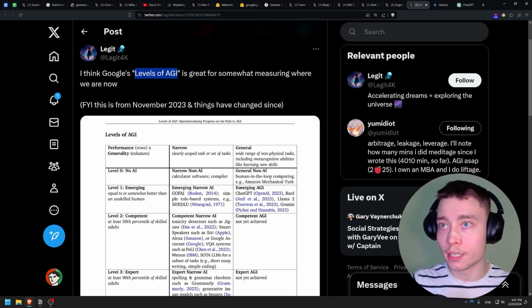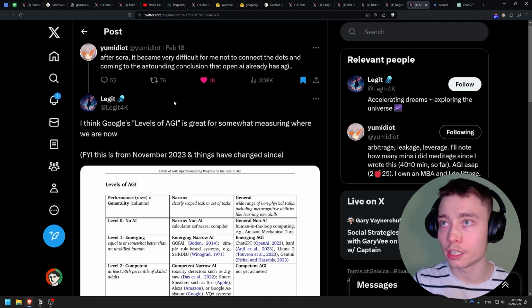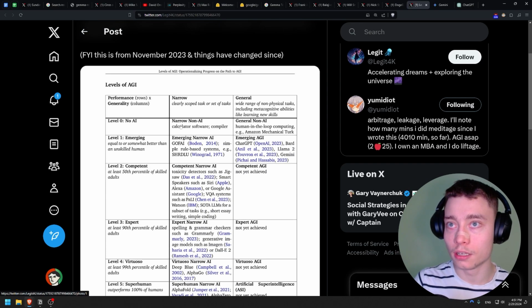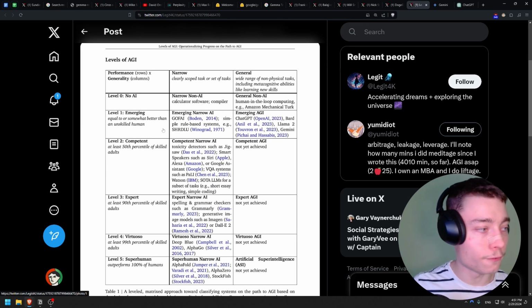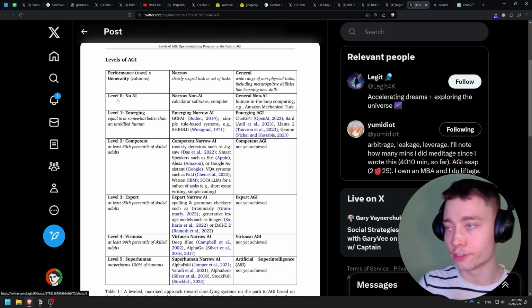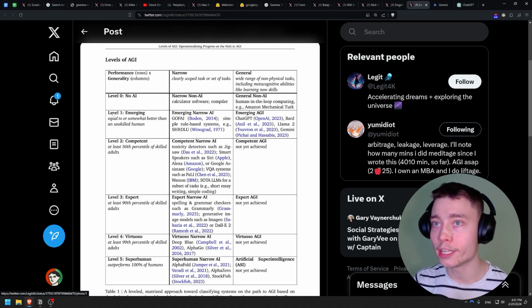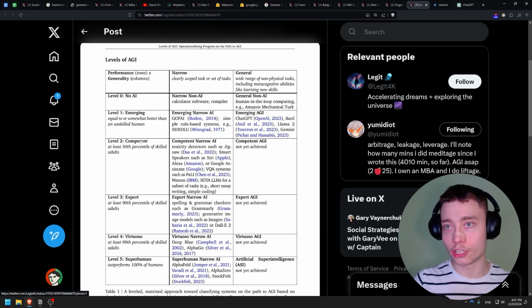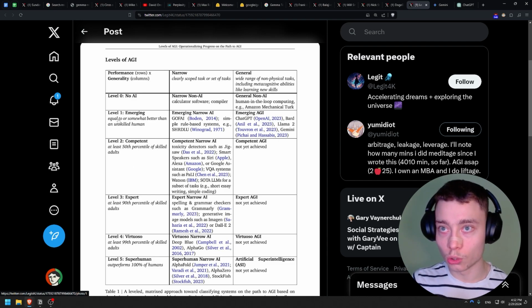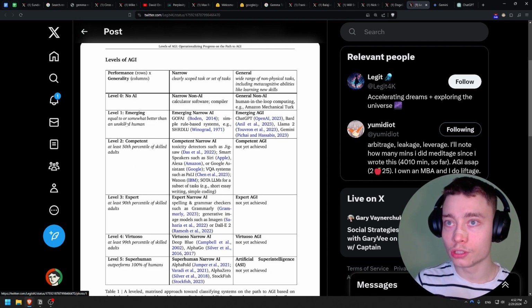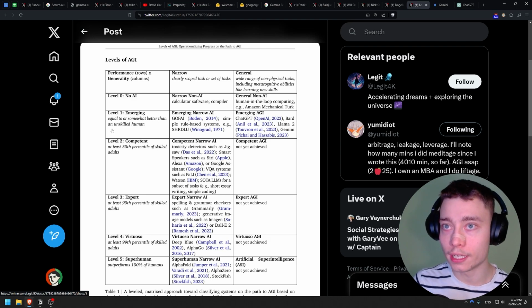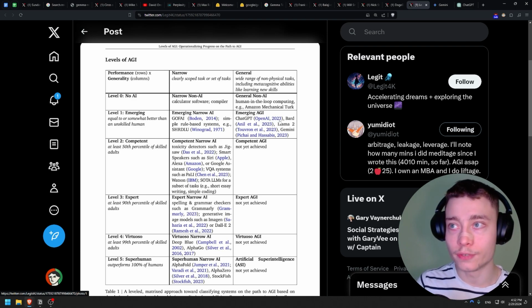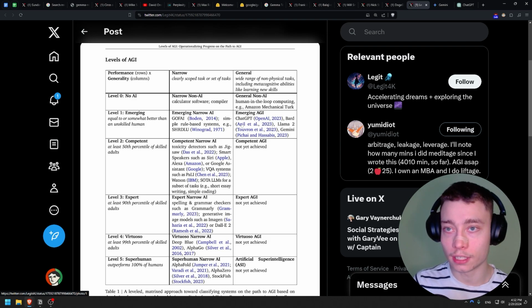Google's levels of AGI, which is from November, it's kind of old by now by AI standards, but we actually are improving on this scale a lot more than people realize. So these are the five levels of AGI, I guess six, because level zero is no AGI. And right now we're basically at level one to two, somewhere in between. So level one, equal to or somewhat better than an unskilled human. This is very clearly ChatGPT, definitely.